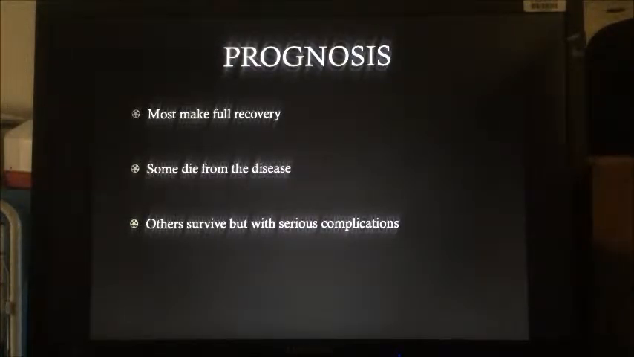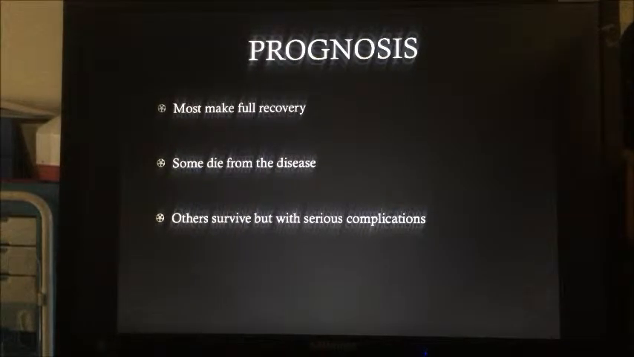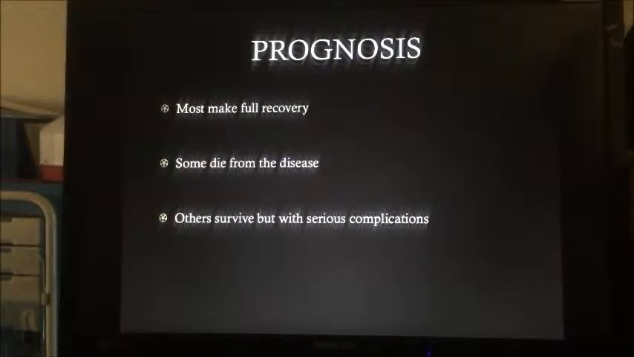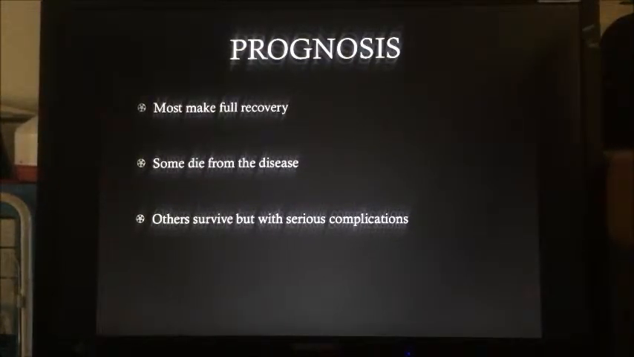Alright, so prognosis. Most individuals that are diagnosed with Haemophilus influenzae type B, or HIB, will reach a full recovery. According to the CDC's Haemophilus influenzae disease article, even when patients are given antibiotic treatment, 3 to 6% of all children with HIB will die from the disease.